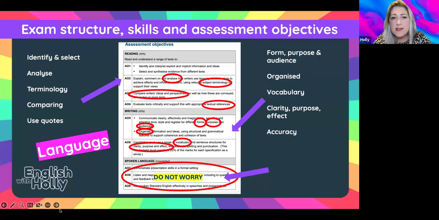Some schools make a massive deal about it, and rightly so. Oracy is really important. And other schools will just slip it into a scheme of work, and your teen might not even really know they've done it. They might just think they've done a debating module or something at school.